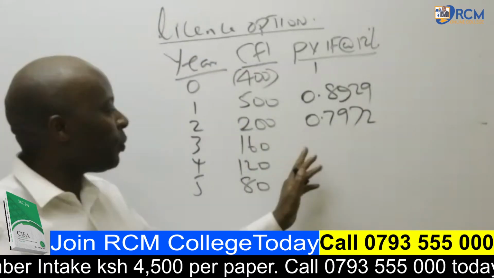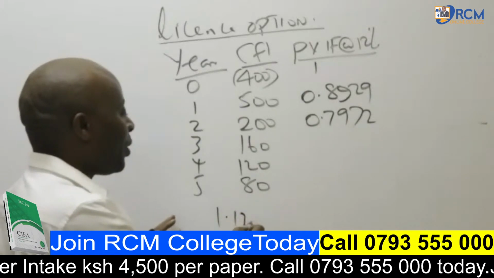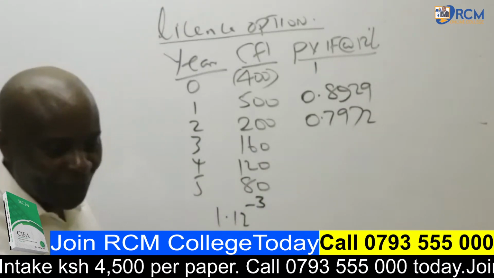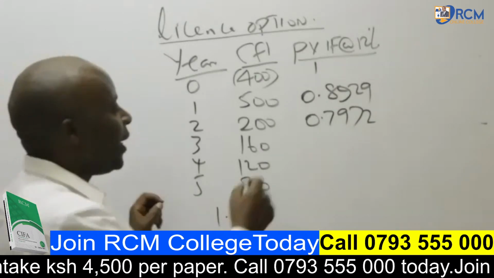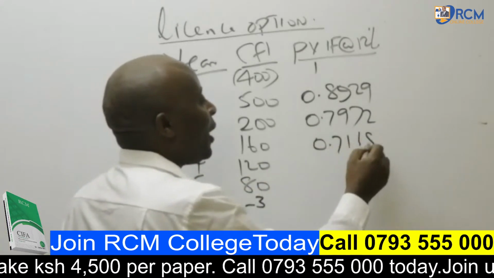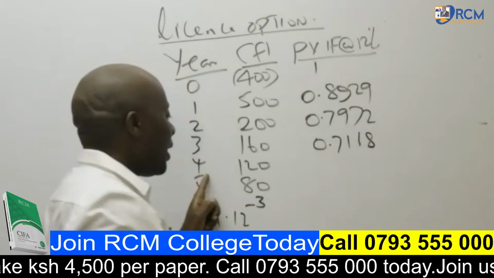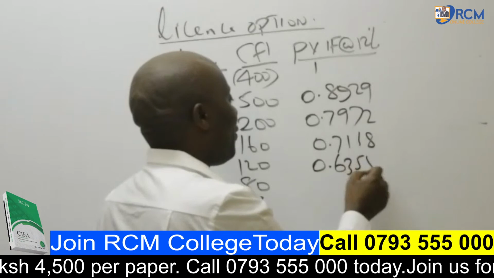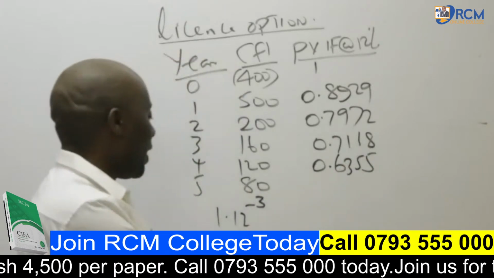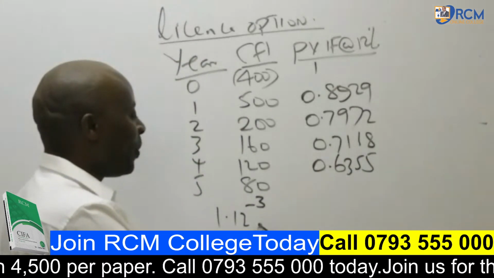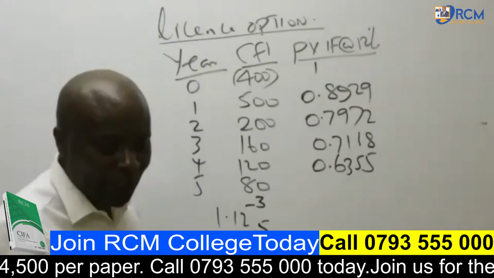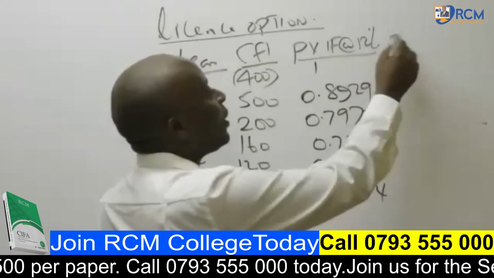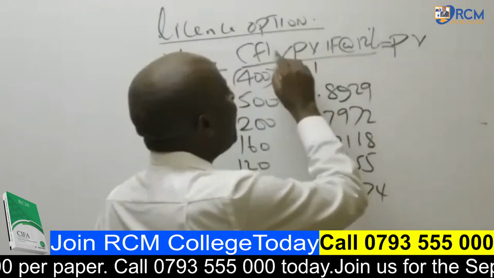First, for year 3, I have 1.12 raised to minus 3, which is 0.7118. Year number 4, 0.6355. Year number 5, lastly, we have 1.12 raised to minus 5, which will end up giving us 0.5674. Please come and create the last column here where you multiply the two.